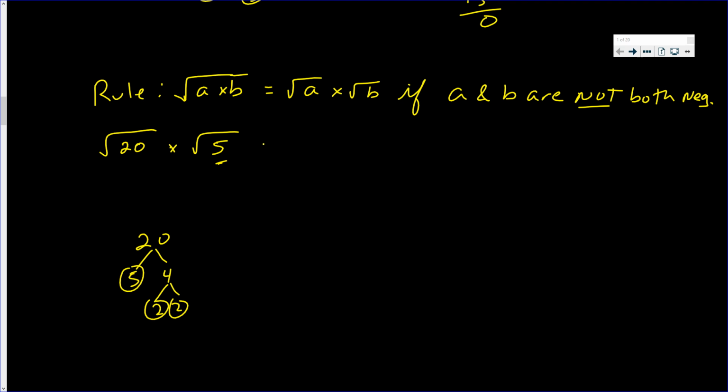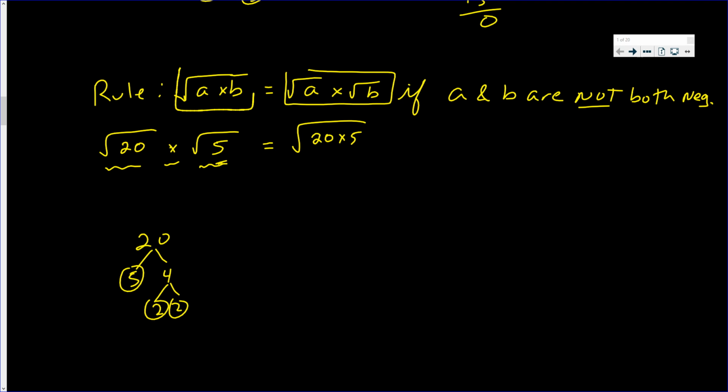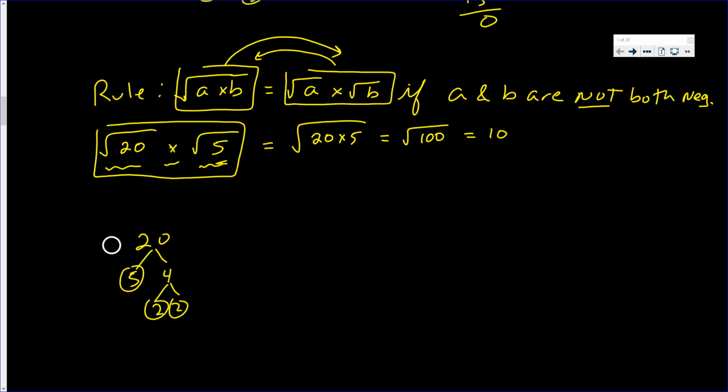But what we can do is say this is the square root of 20 times 5. See, we were given the problem in this form, the square root of one number times the square root of another number. And I wrote it in this form, the square root of the product. So we went this way. Sometimes you want to go that way. Now, 20 times 5 is 100. And I go, oh yeah, 10 times 10 is 100. So the square root of 20 times the square root of 5 is 10.